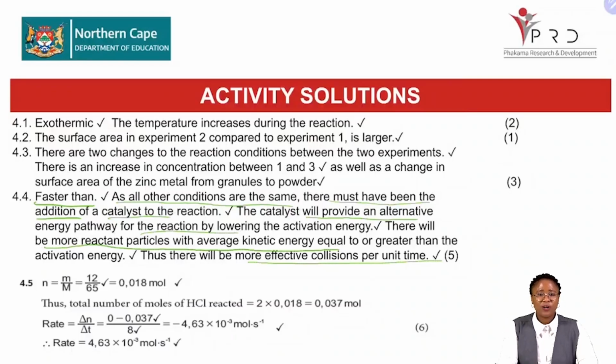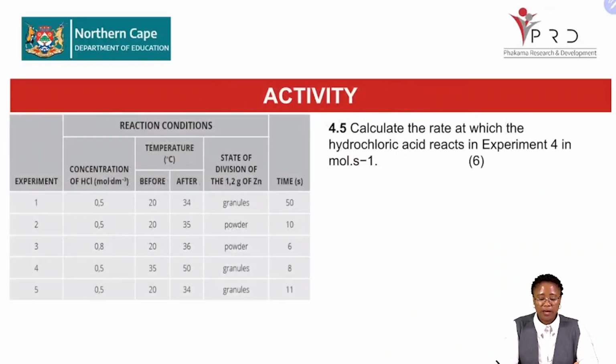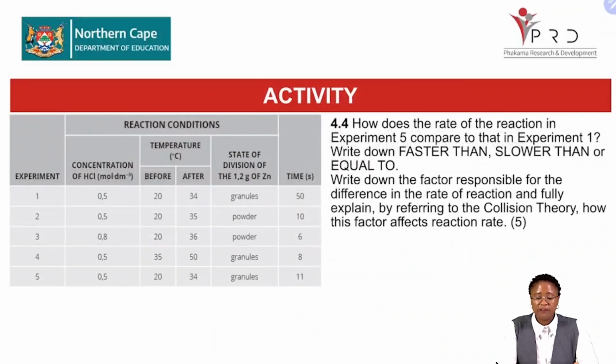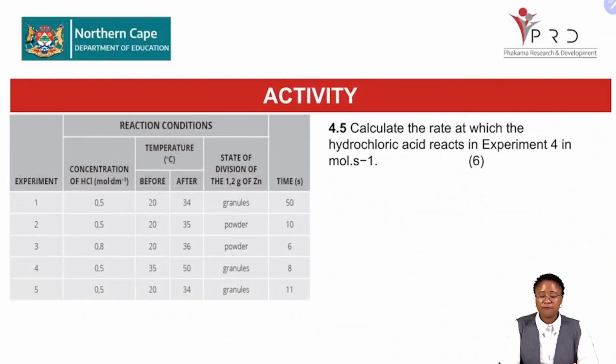Guys, I hope you are seeing how we are actually using the collision theory to answer the question. Now let's quickly go back to our question. We have answered 4.4. Now we are going to quickly move on to 4.5. 4.5 says to us, calculate the rate at which the hydrochloric acid reacts in experiment 4 in moles per second.